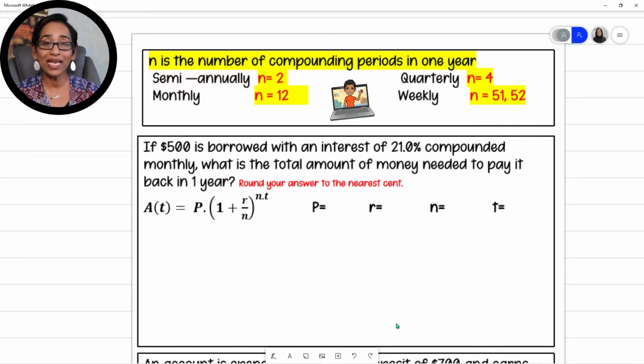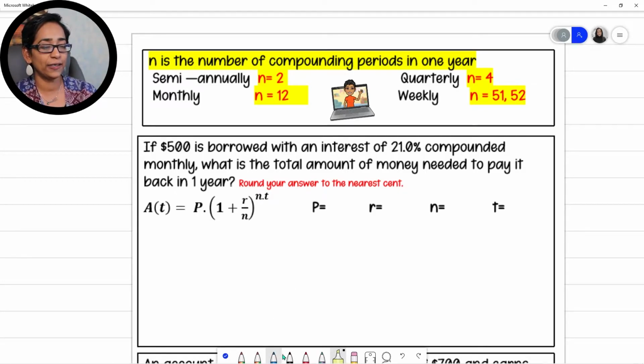But if I say weekly, please make sure you read the instructions because some problems gave you 51 weeks and some problems gave you 52 weeks. So here I put 51 comma 52. Depending on the problem, you might want to pick what they specified in that particular problem. All right, so let's go ahead and take a look.